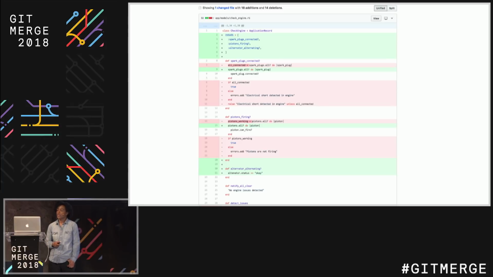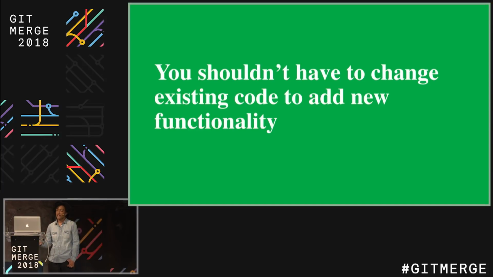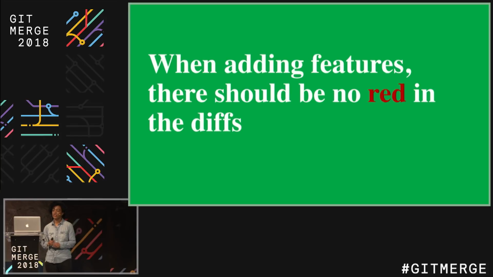The phrase, your class should be open for extension but closed for modification, really just means that you shouldn't have to change existing code to add new functionality. Which, to put in the context of GitHub and what you're actually seeing in your PRs, means, when adding features, there should be no red in the diffs. If every time you're adding functionality, you need to change existing code, then you're in violation of the open-closed principle.